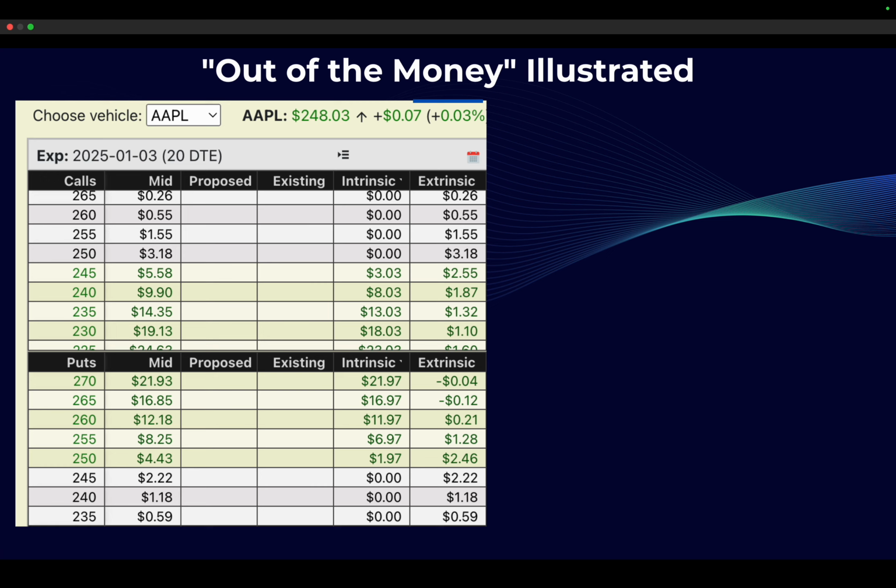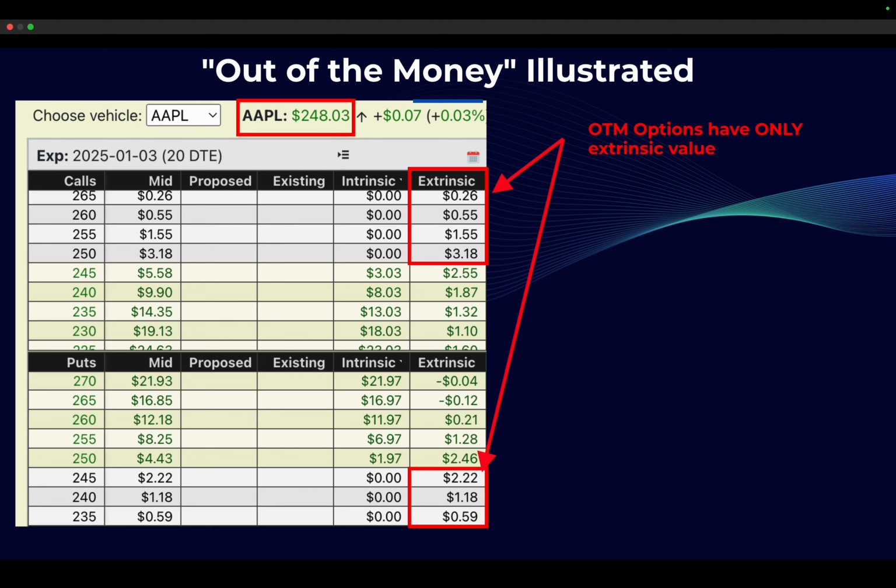So to give you an example, if you're looking at an options matrix in this case, out of the money options only have extrinsic value. You notice right here, there is no intrinsic value in these options. These are out of the money options. The only value they have is extrinsic value. Now, extrinsic value is made up mainly of time value and volatility.